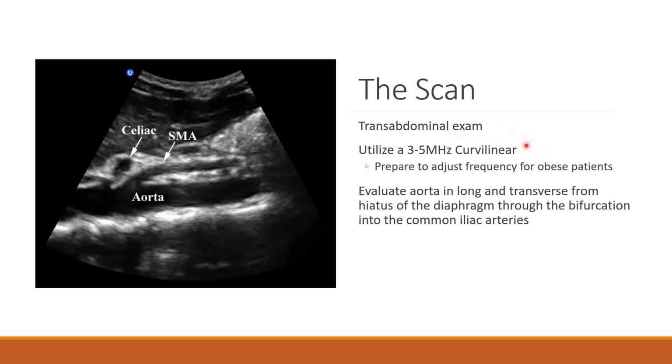Obviously, the thicker, the more gassy, the more obese a patient is going to change your ability to see well in that aortic area with no artifact. So you are going to be somewhat limited by the patient's habitus in this exam. So for the scan, you're going to evaluate the aorta in long and transverse from the hiatus of the diaphragm all the way through the bifurcation into the common iliac arteries.